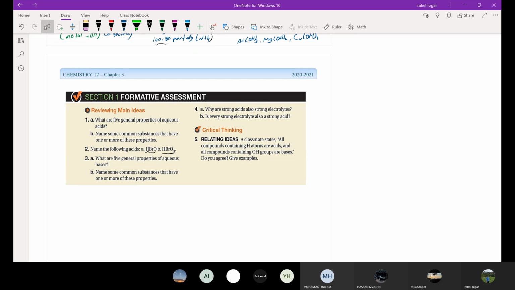Question 5. A classmate states all compounds containing hydrogen atoms are acids, and all compounds containing OH groups are bases. Is this correct? Do you agree with this?